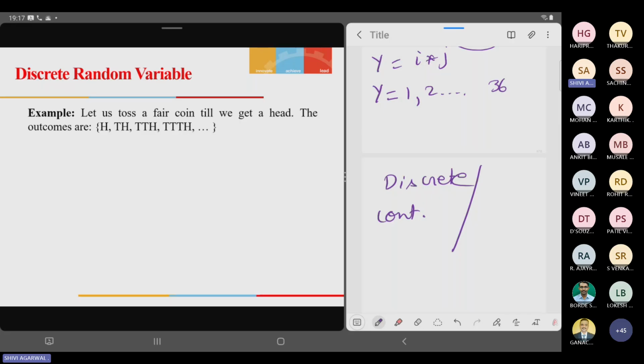So the sample space also becomes a continuous sample space, and then we can make a random variable continuous as well. We will take an example.